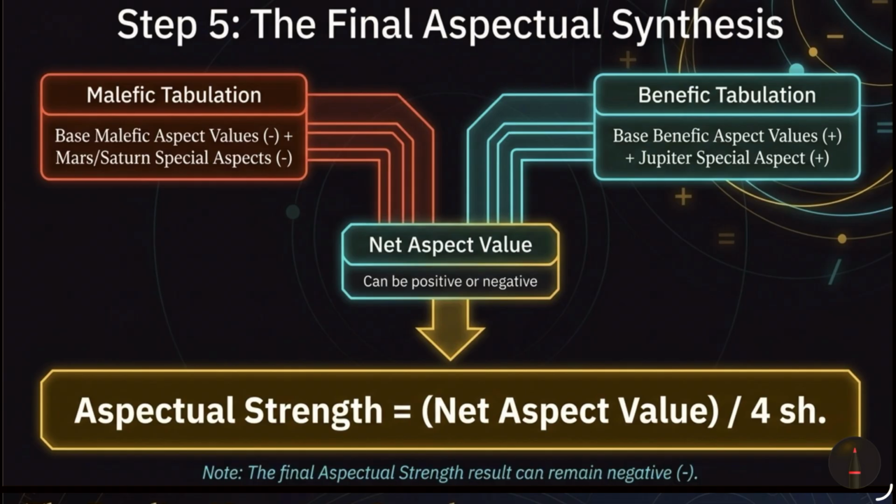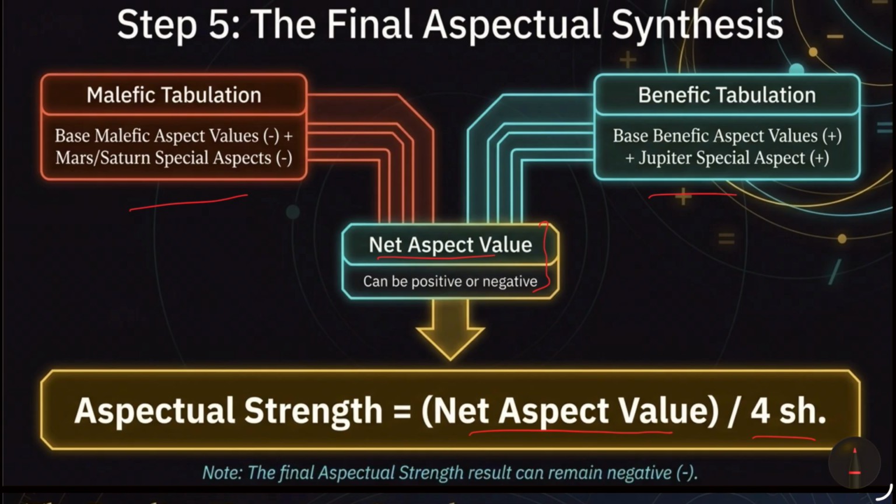After doing all these computations, Drishti Kendra, then Drishti value, then special aspect, we compute the net aspect value. Means whatever malefic tabulation is there and benefic tabulation is there, we sum them to get the net aspect value. Actual Drishti Bala will be the net aspect value divided by 4, and the answer will be in Shashtiamsha.